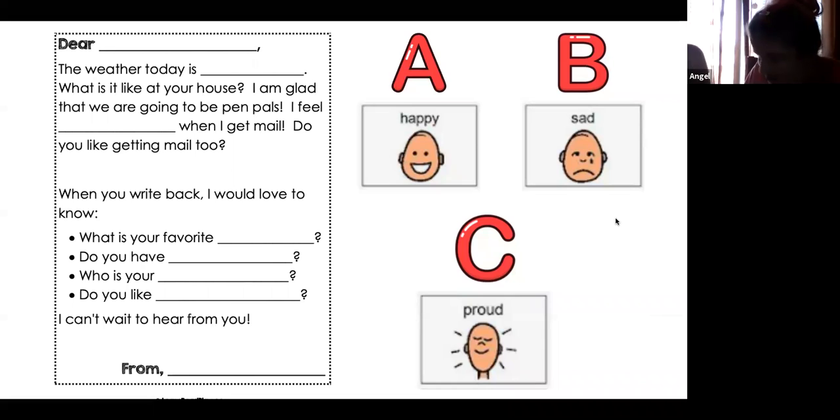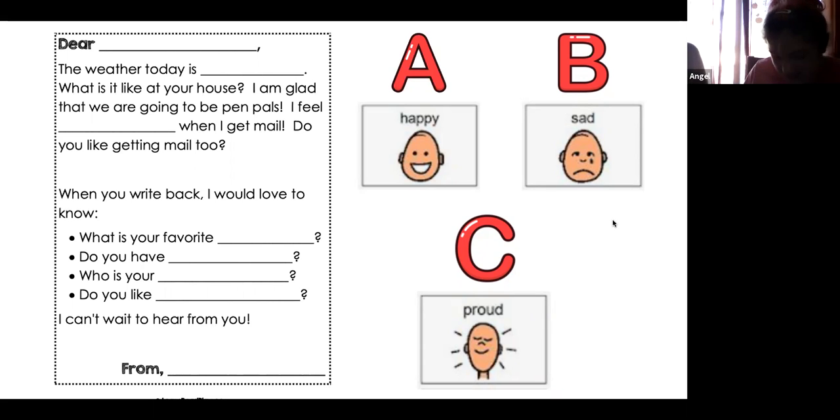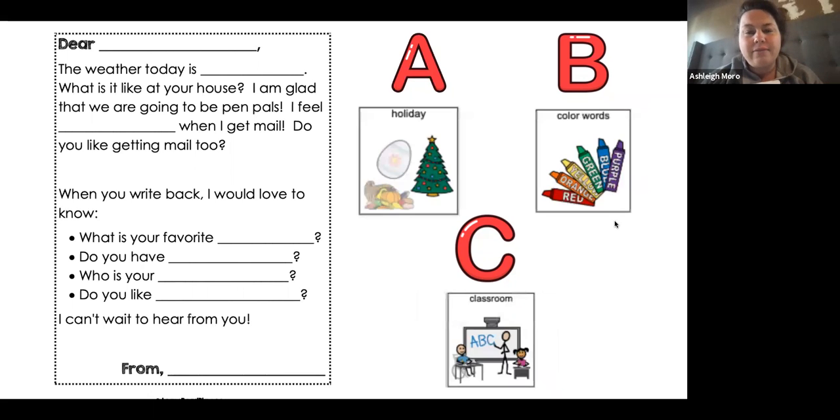Okay, so we're going to say, Dear Torrant Tiger, the weather today is sunny. What is it like at your house? I am glad that we are going to be pen pals. I feel happy when I get mail. Do you like getting mail too? When you write back, I would love to know, what is your favorite? We can ask his favorite holiday, his favorite color, or his favorite classroom to visit.